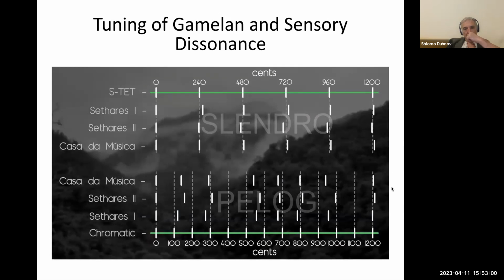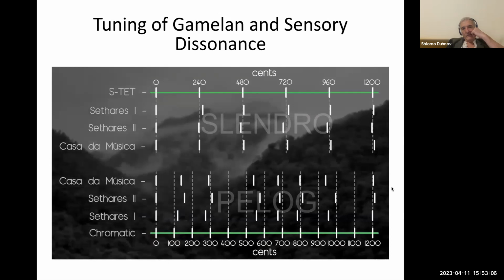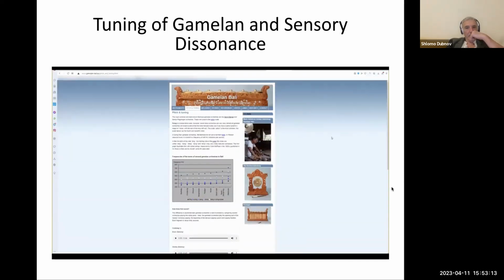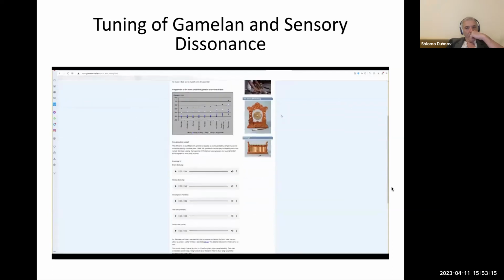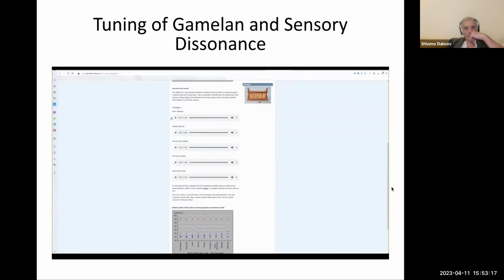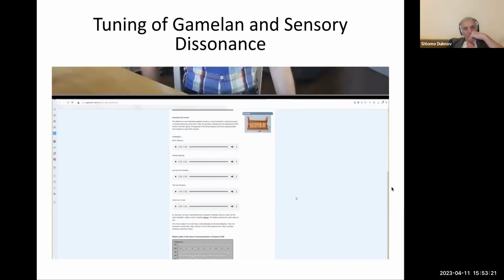Link in the description. We see that even though there are definitely common features, exact values for pitches are different for different ensembles. Therefore, same music piece will sound different if played with different gamelan ensemble. You can check this out yourself on this site, link in the description. It has several recordings of the same piece played on several Balinese gamelan ensembles.